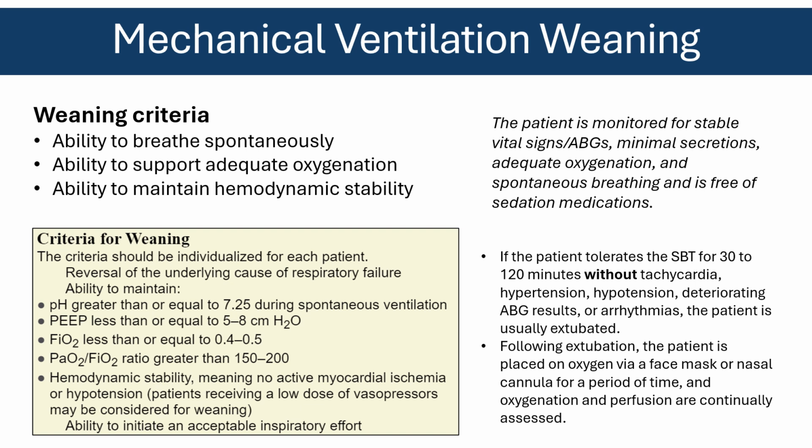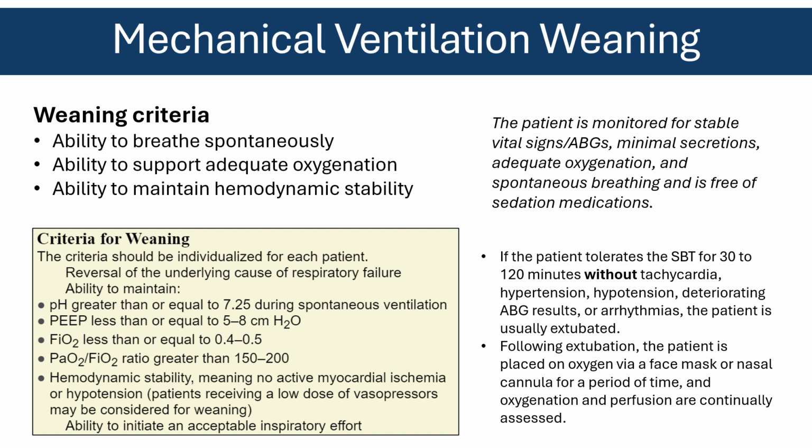If the patient is able to tolerate a spontaneous breathing trial for 30 minutes to 2 hours, again, this is facility specific, without tachycardia, hypertension, hypotension, deteriorating ABG results, or arrhythmias, then they can be extubated. Remember, if you have those telltale signs of respiratory distress like tachycardia, hypertension or hypotension, or ABGs are not looking good, then we're not going to continue to wean. What will usually happen is we'll know their baseline ABG on the vent. We start the weaning trial, and once they're deep into the weaning trial, we'll draw another ABG to actually see how they're doing.